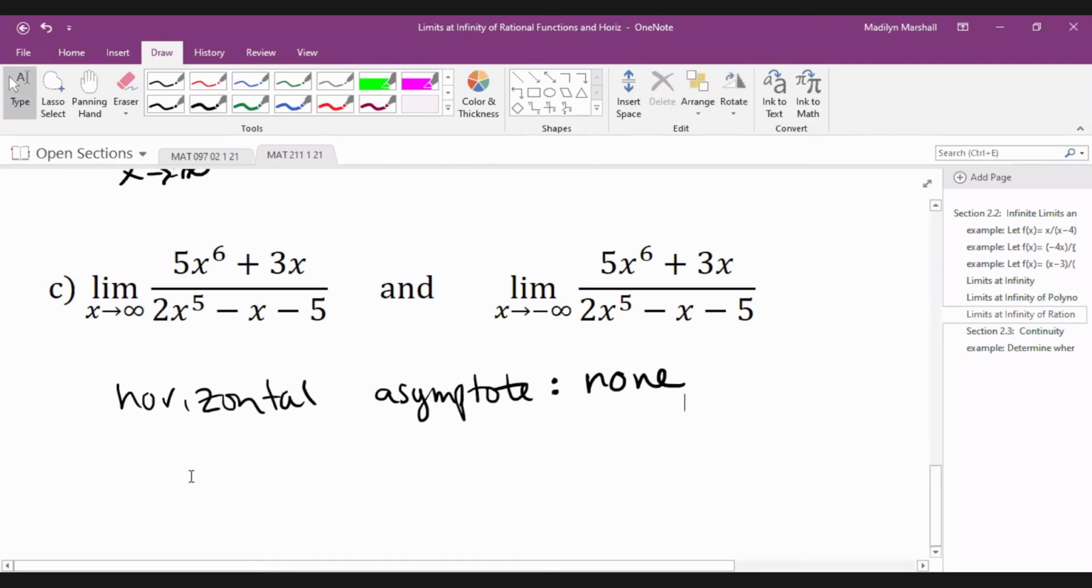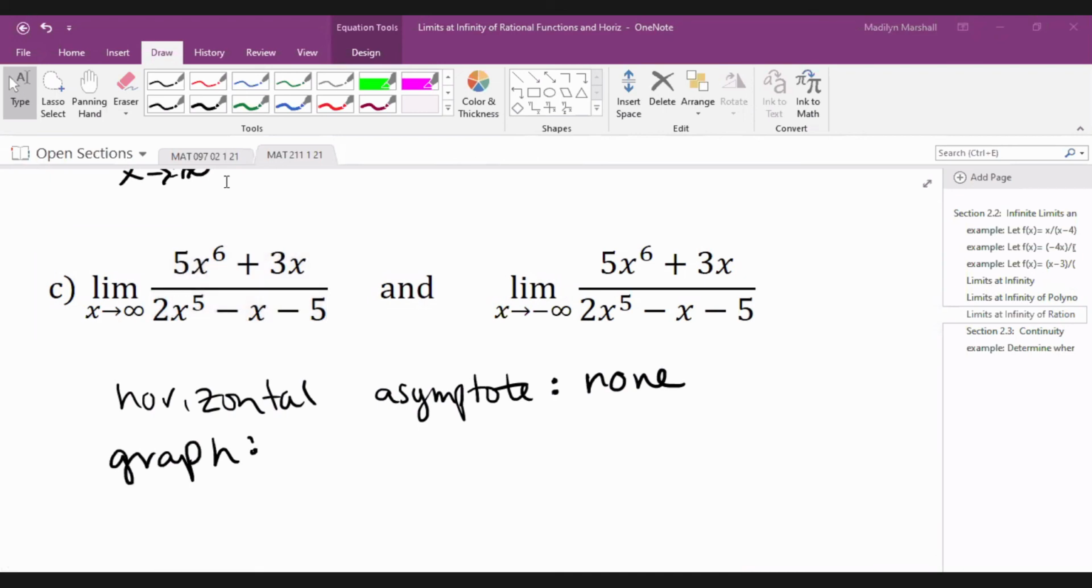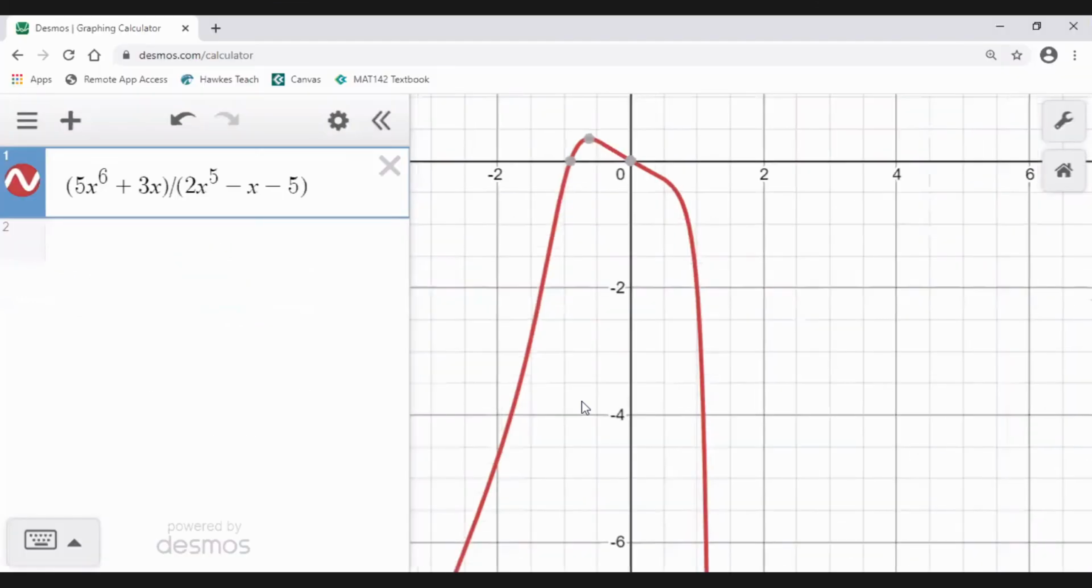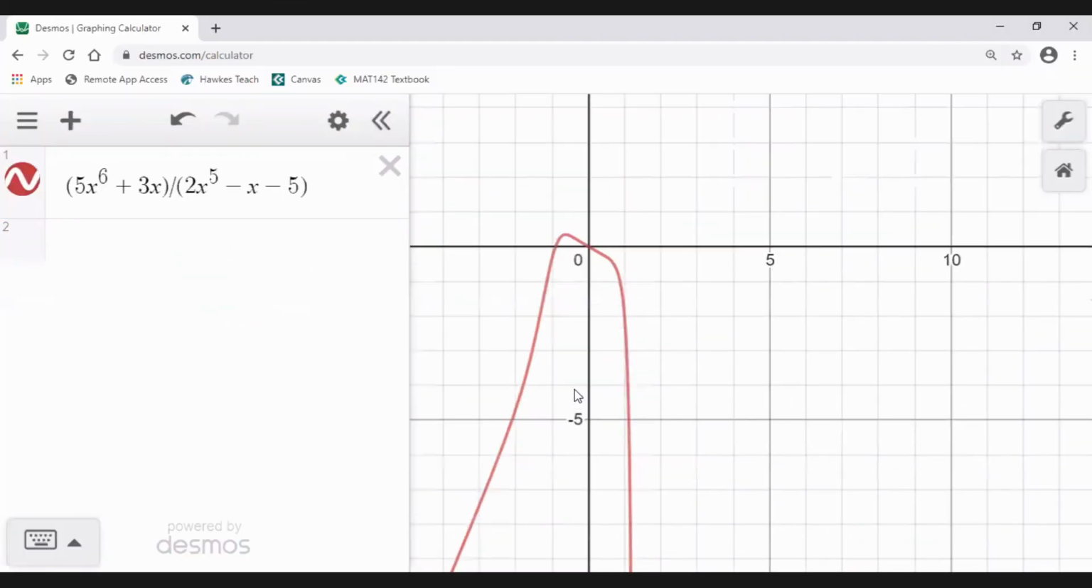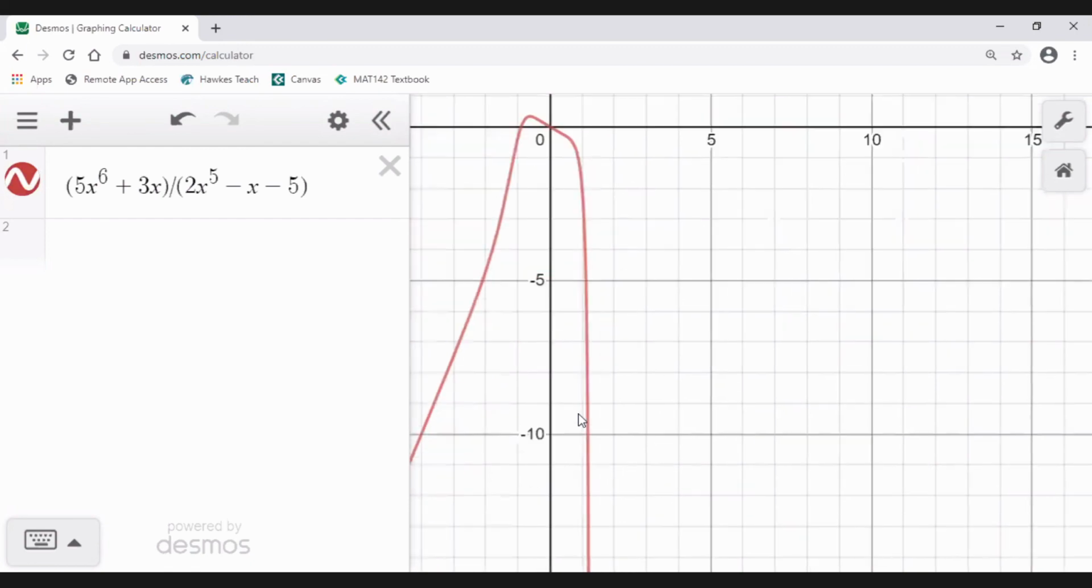So this is another case where we can look at a graph to determine which way our ends are going. Let me see if I can copy and paste this into Desmos. That'd be nice. So this is a super weird looking function, but that is okay. And actually, there it is, okay.